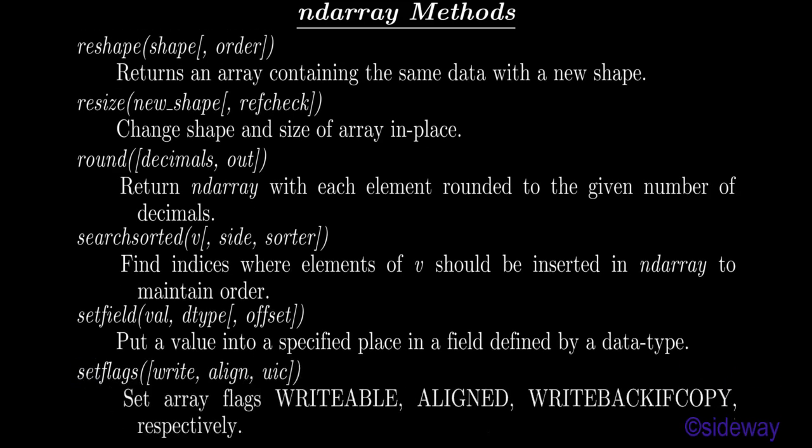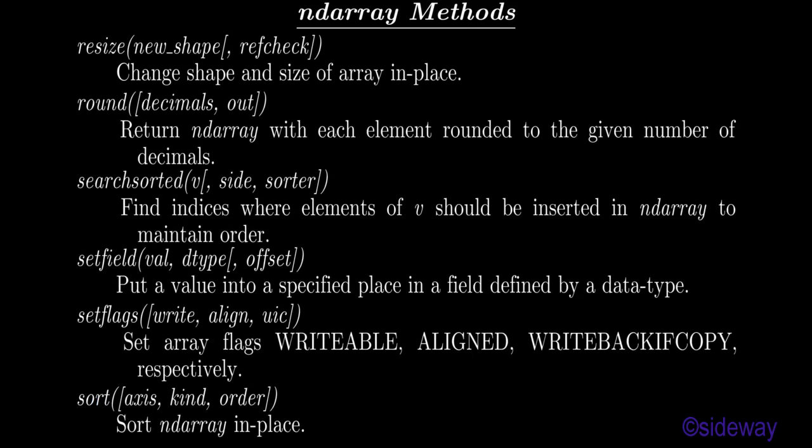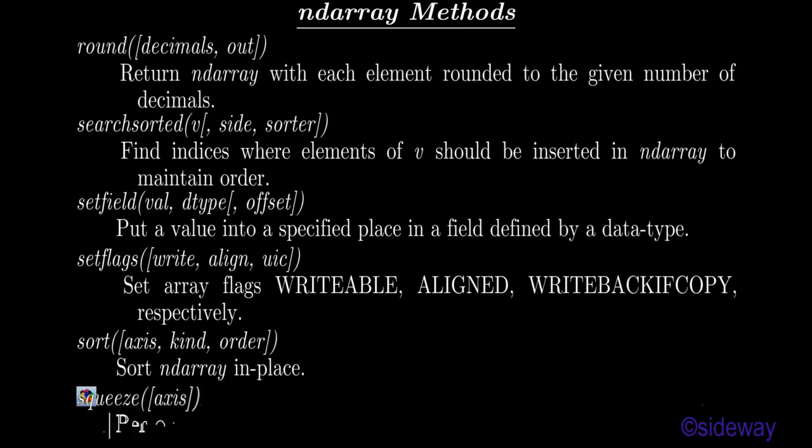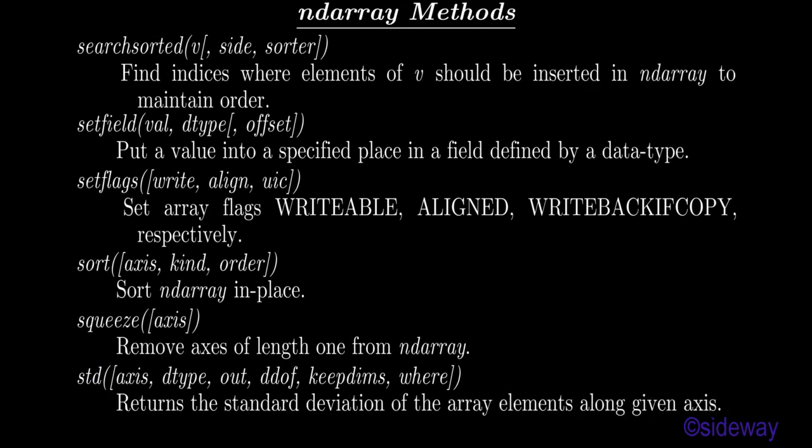setflags(write, align, uic): Set array flags WRITEABLE, ALIGNED, WRITEBACKIFCOPY, respectively. sort(axis, kind, order): Sort ndarray in place. squeeze(axis): Remove axes of length 1 from ndarray. std(axis, dtype, out, ddof, keepdims, where): Returns the standard deviation of the array elements along given axis.